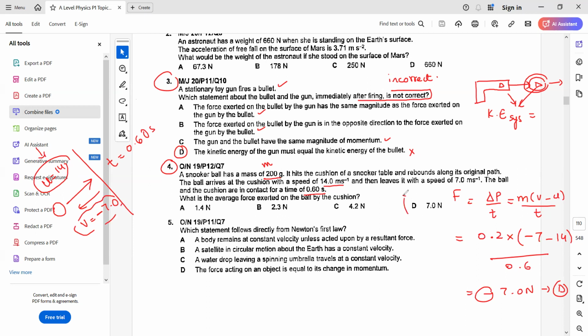So we are not bothered about the signs. Actual momentum change and force change would be 7 Newton.